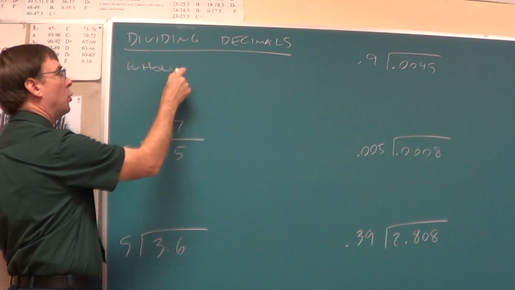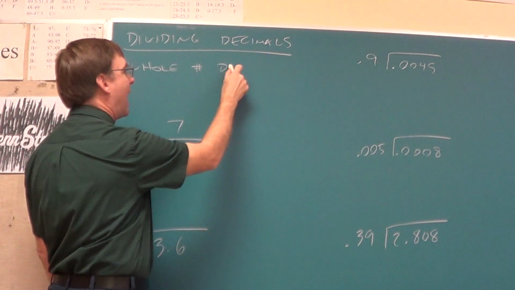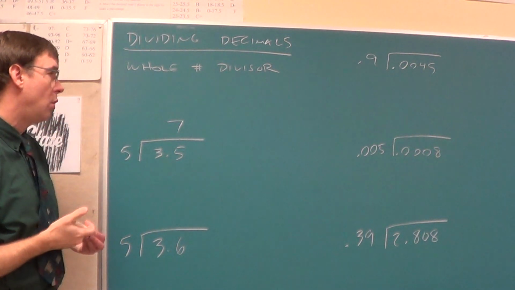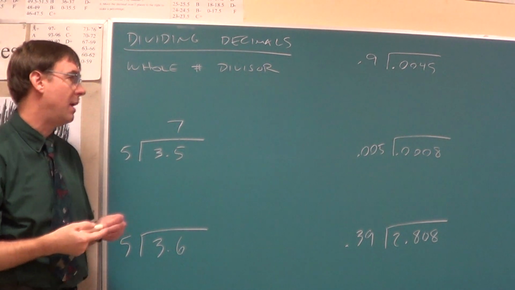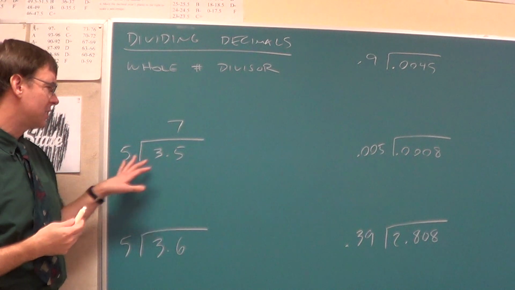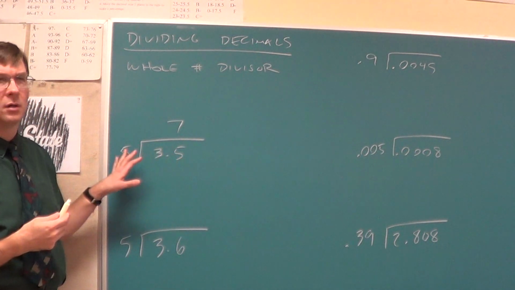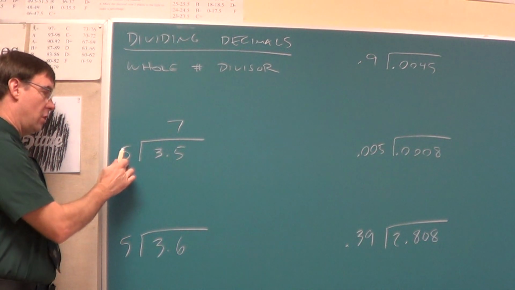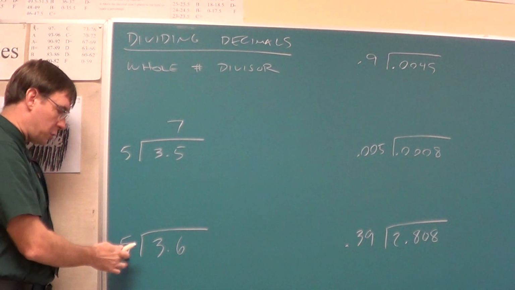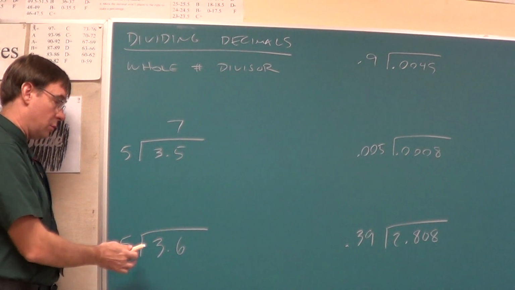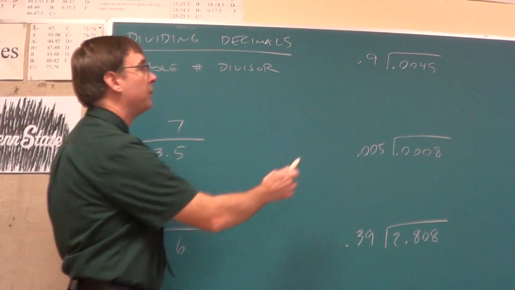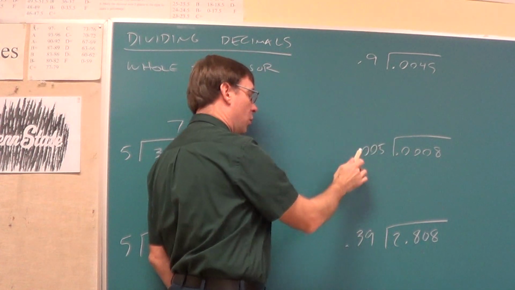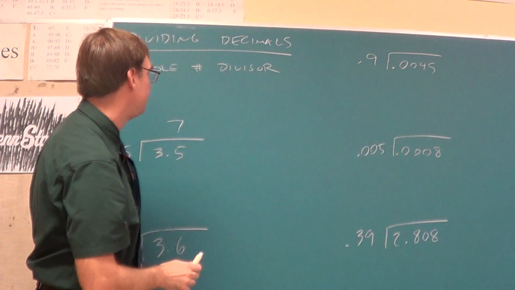So there's two rules. One thing first is you have to have a whole number divisor. The divisor has to be a whole number before you can start to really do much of anything. Which one's the divisor? Yeah. The one on the outside. So this problem is good. This is a whole number divisor. This problem's good. That's a whole number divisor. We can just jump in and start dividing. These, we have a decimal in the divisor, so we can't just start dividing. We'll talk about those in about 2 minutes.